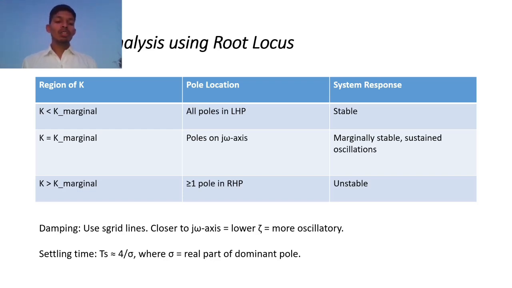Damping: poles closer to the jw axis mean lower damping and more oscillatory response. Settling time is approximately 4 upon sigma, where sigma is the real part of the dominant pole.